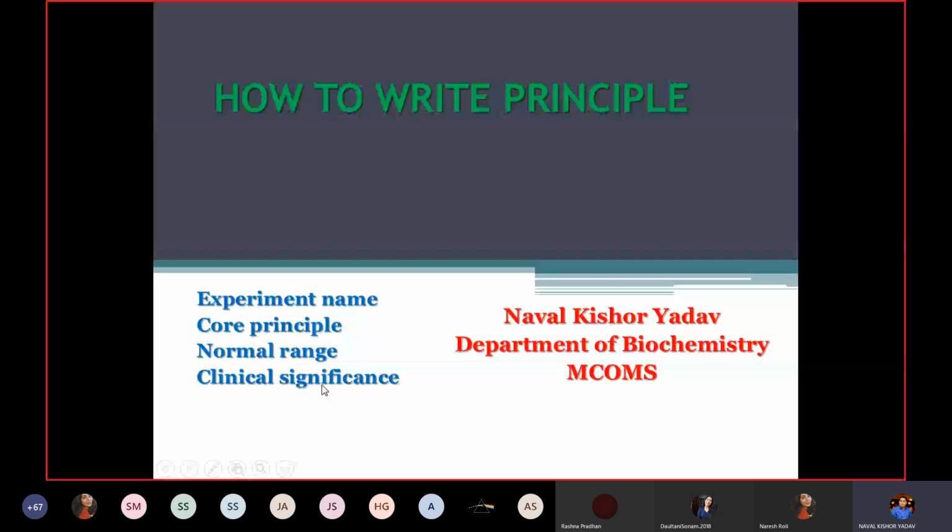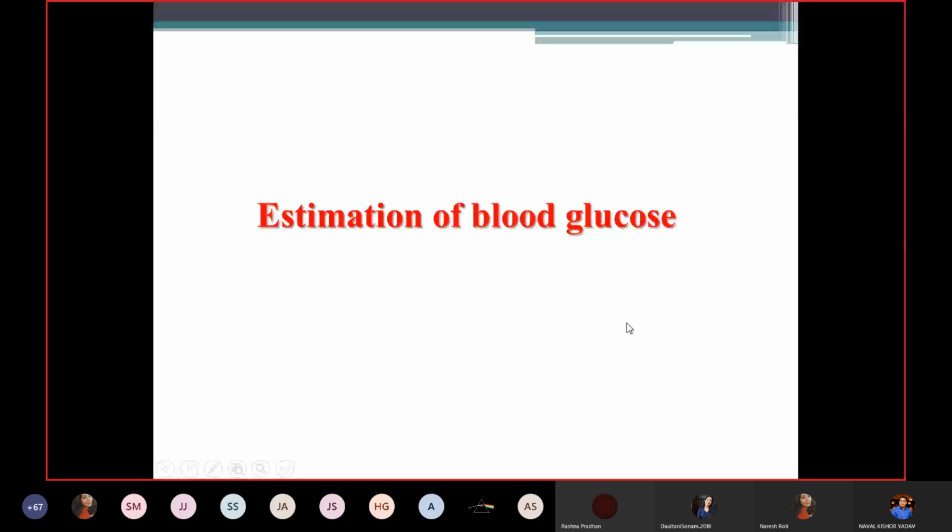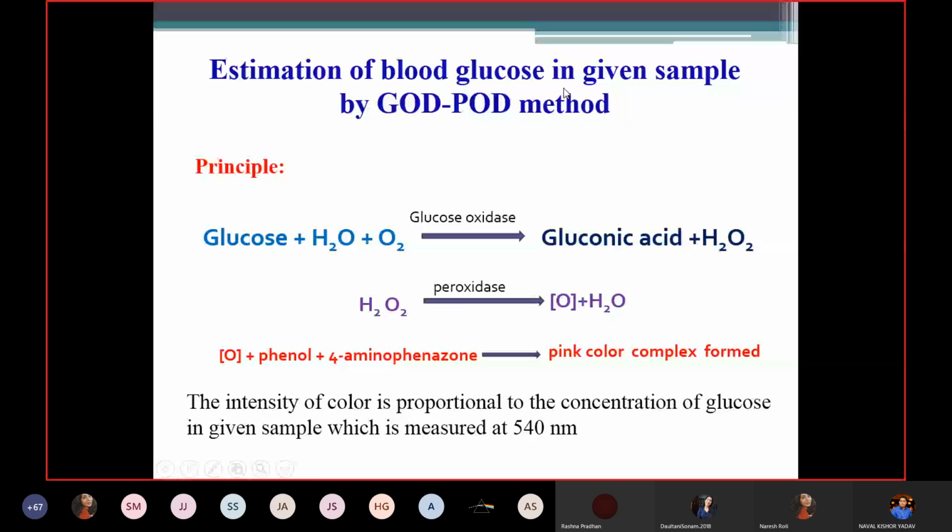In this case, all the experiments whatever you have performed regarding all these. Even in your answer book, you have to write the same thing, like the experiment name: blood glucose in given sample by GOD-POD, right. And the core principle I have shown here.